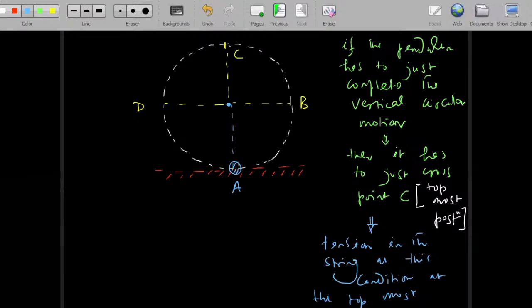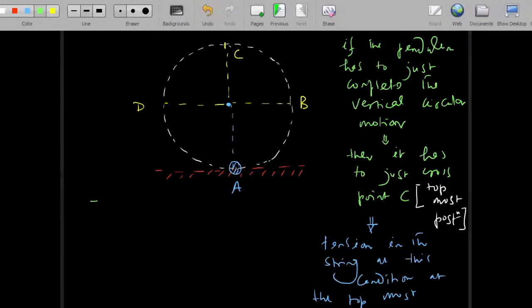If you are having difficulty understanding this, try to remember what we did when a block has to just leave contact with the ground. You remember? When a block has to just leave contact with the ground, the normal reaction was supposed to be 0, right? So you compare that normal reaction with the tension here. When it has to just cross point C, tension in the string has to be 0. All right? Correct?